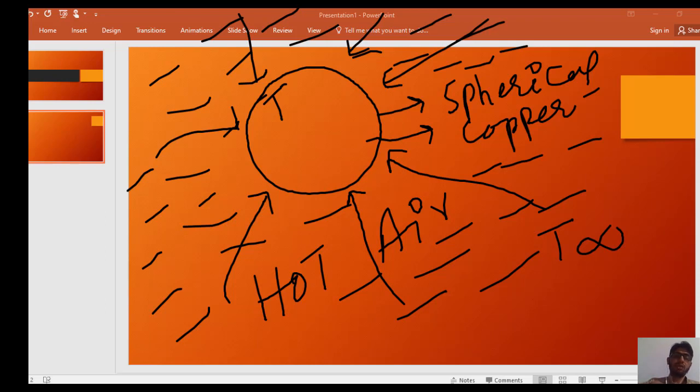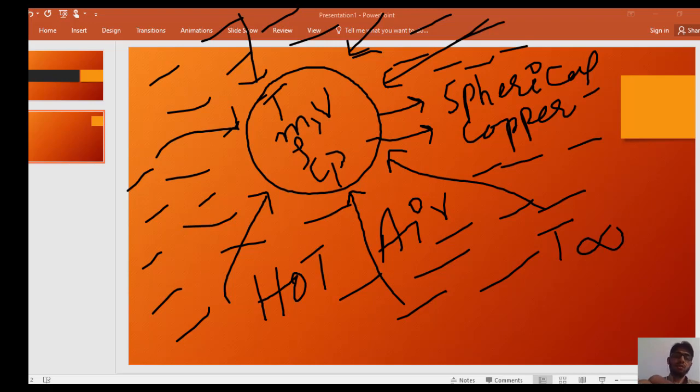The temperature of the copper sphere is T. The mass of the copper sphere is M. Suppose the density of the copper sphere is rho. The heat capacity or specific heat of the copper material is Cp. The volume of the copper material is V. Suppose these are the physical properties of the material.